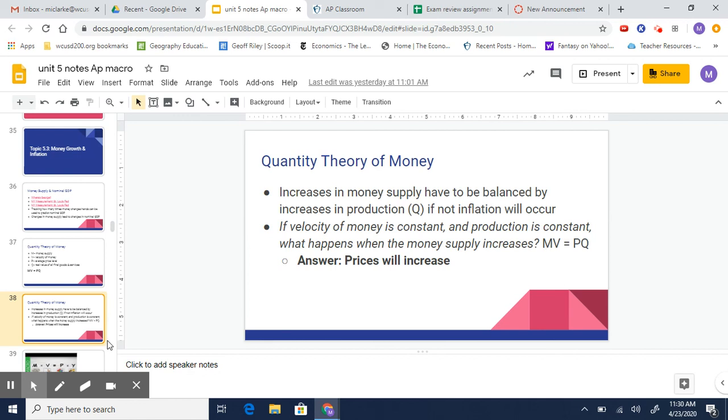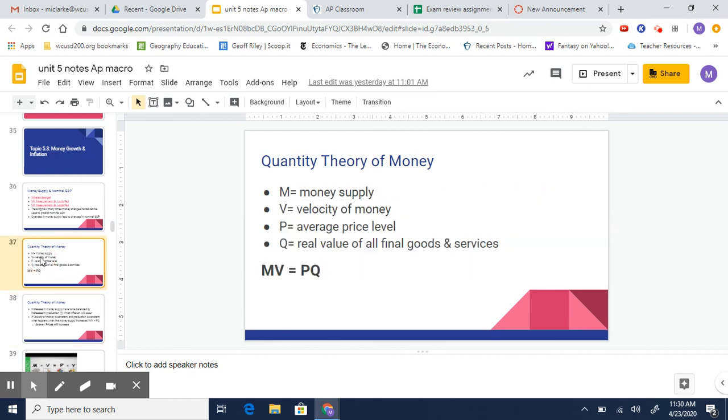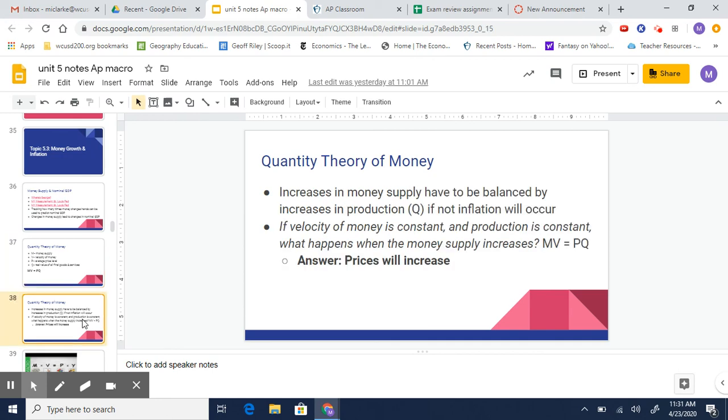Again, a couple takeaways. Make sure you know what the M stands for and the V stands for and what they equal. M times V equals nominal GDP over here. P times Q equals nominal GDP over here. It's just another way of figuring out nominal GDP.